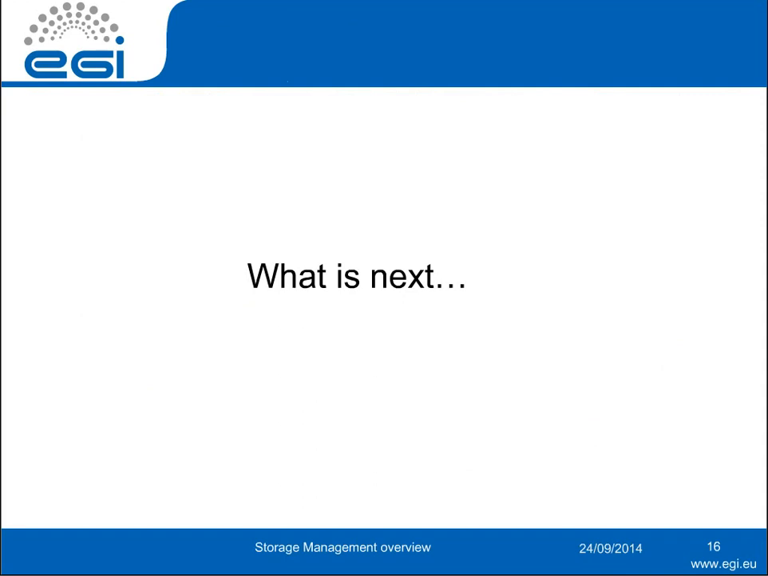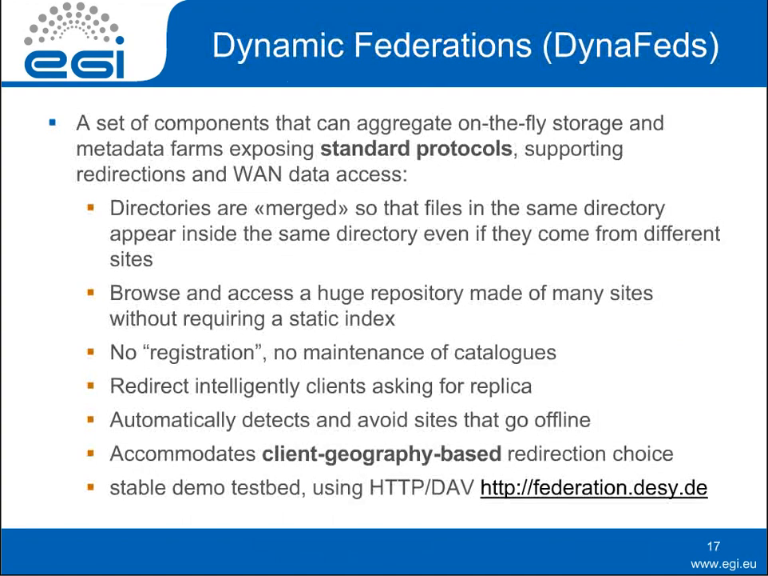What is next? Something that is ongoing in the EGI context and other project contexts. Dynamic federations is a set of components that can aggregate storage on the fly and metadata on the fly, exposing standard protocols like WebDAV, supporting redirections and one data access.